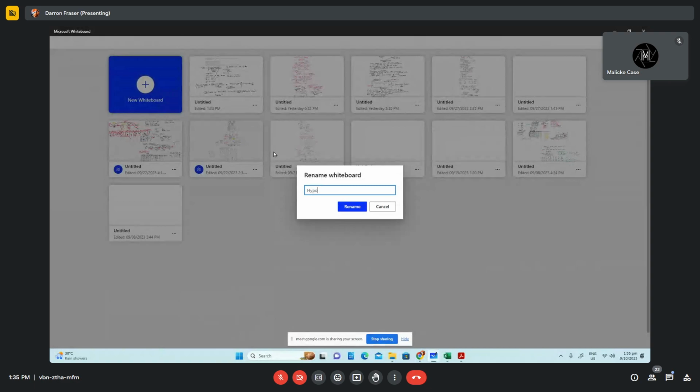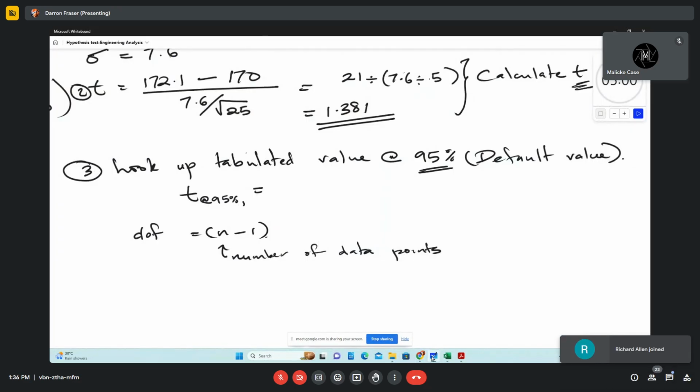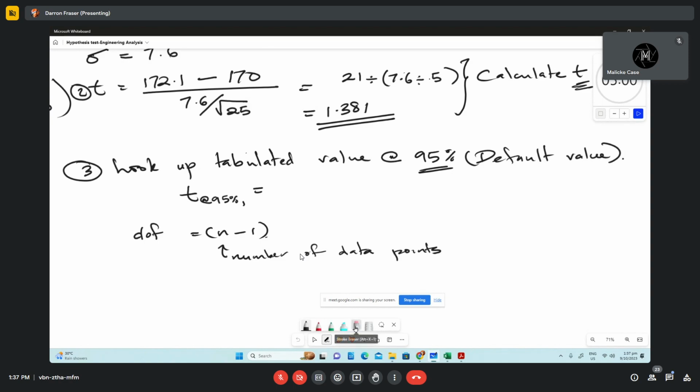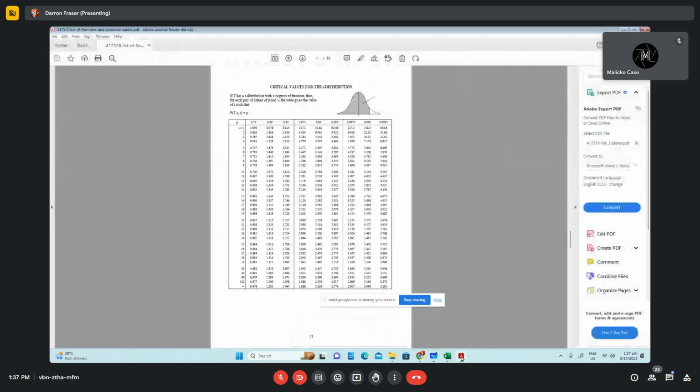All right, so the number of data points that we have in this case here is 25. So what we are going to do is look under 25 minus 1 in the table. So we're going to look at 95% under 24 in the table.